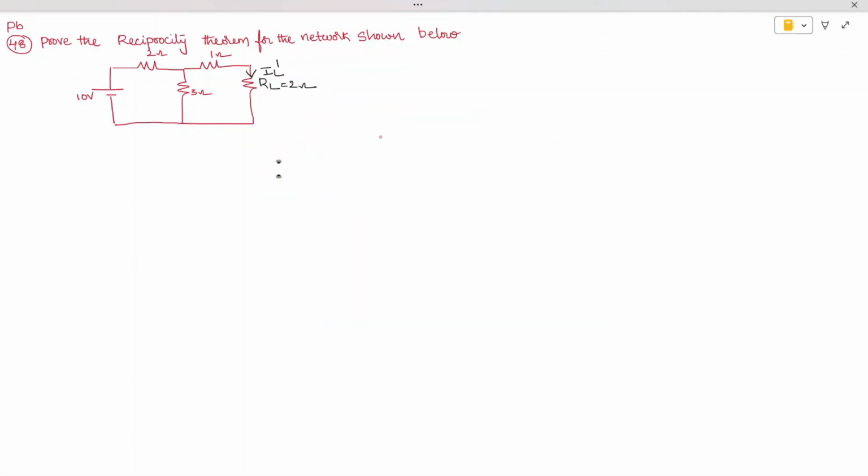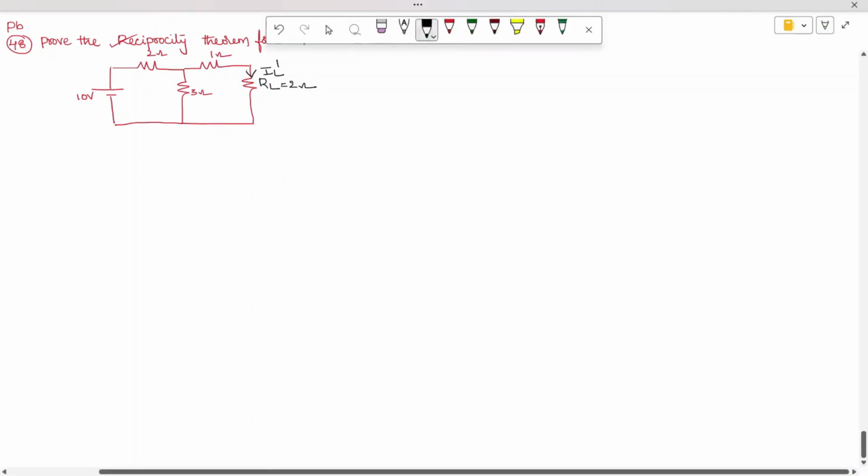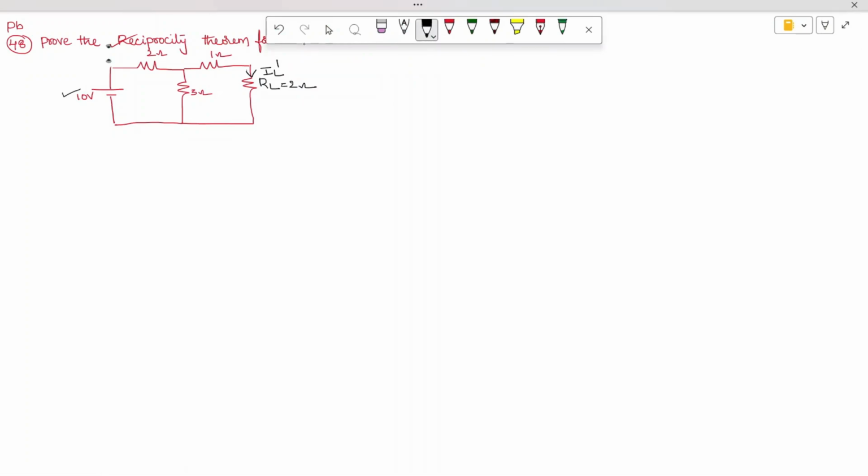Today we are going to solve problem number 48. This is validate or prove the reciprocity theorem. So in order to prove the reciprocity theorem, we should look that only one source should be there in the network. You can see here only one source is there. Now we need to find out, and the load resistor given is nothing but the 2 ohm.